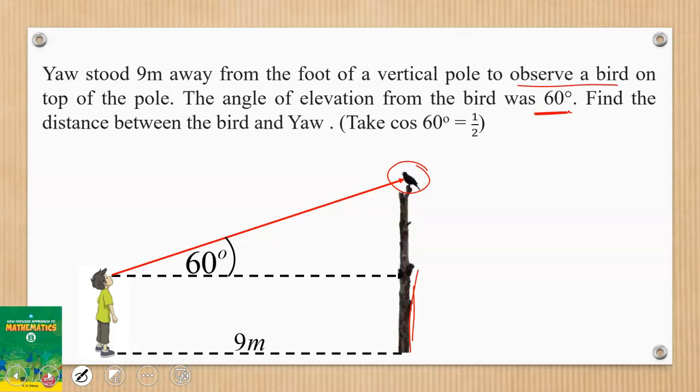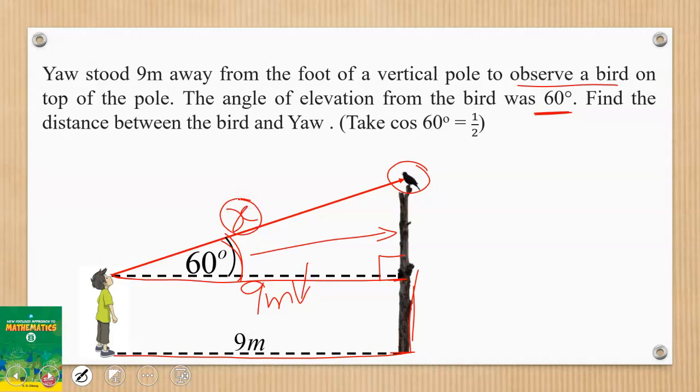That means we want to find a distance. Let me call that distance x here, the distance between the bird and Yao. So how do we do that? We can apply the trigonometric ratios that we've studied. Now we know that the distance between the eye of this boy to the point here is the same as the distance from the foot to the pole. So I can bring 9 also over here. Now, in reference to the right angle triangle, for the angle theta here, its opposite is this, its adjacent is 9, and the hypotenuse is x.